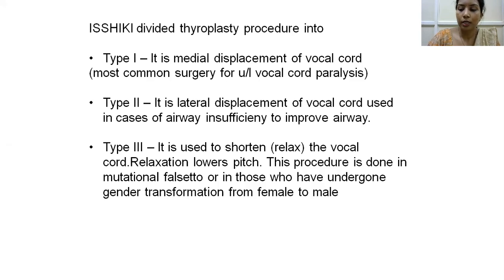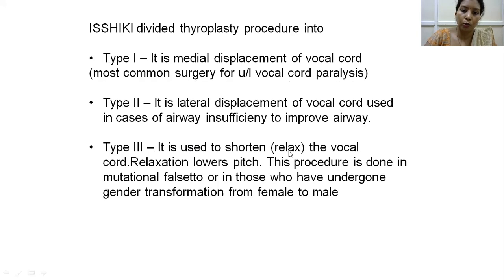Type 1 we use in a unilateral recurrent laryngeal nerve paralysis, as we have seen, and also in a unilateral SLN palsy. It is the medial displacement of the vocal cord. It is the most common surgery for unilateral vocal cord paralysis for whichever reason. Type 2 is a lateral displacement of the vocal cord. It is used in cases of airway insufficiency to improve the airway. Type 2 we have seen in cases of bilateral abductor paralysis.